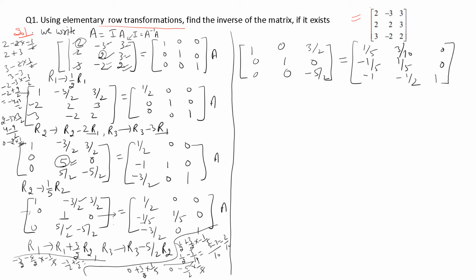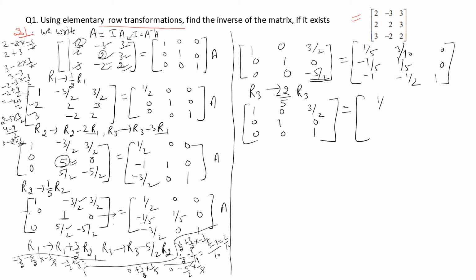So now the next target is I have fixed column number 1, column number 2. Now the third column is to be fixed while applying row operations, remember it. So I need to make this entry as 1. So this is present in row number 3. So row number 3 is to be written as minus 2 by 5 times R3 to make it 1. So it will be 1, 0, 3 by 2, 0, 1, 0, and this is 0, 0, and this becomes as 1. So 1 by 5, rest of the rows are same.